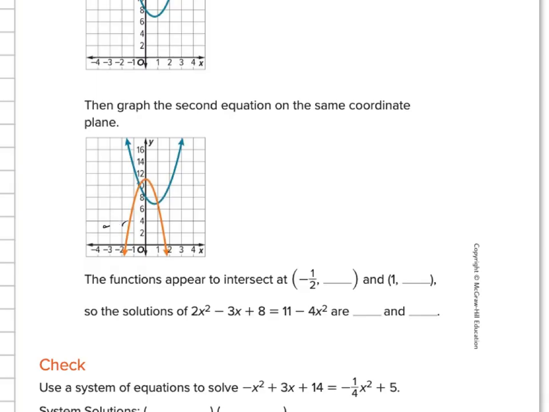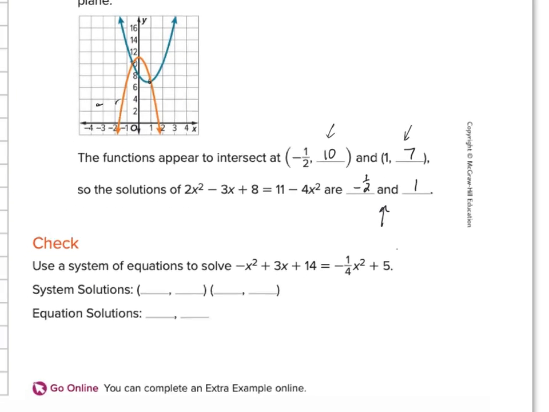So it looks like at negative 1/2, our solution is y is 10. At 1, our solution seems to be y is 7. The solutions to this, remember, should be your x values. So it should be negative 1/2 and 1. So those are my intersection points, and my actual solutions are the x values.